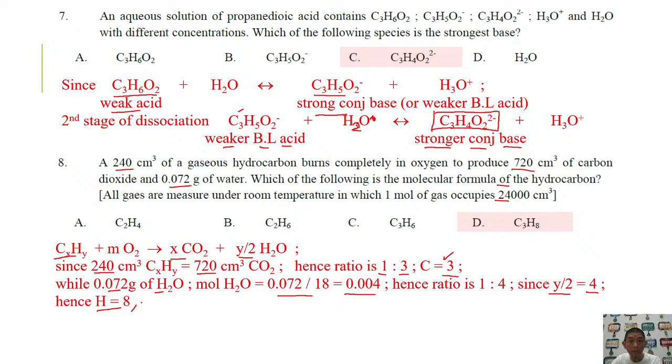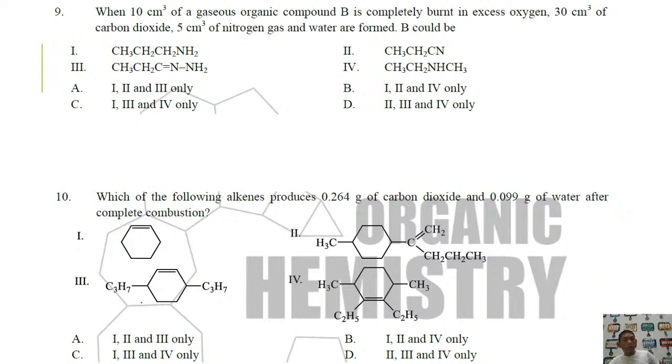Okay, so this is question number 8. So we go to the next one, which is question number 9. When 10 cm³ of gaseous organic compound B is completely burned with excess oxygen, 30 cm³ of carbon dioxide and 5 cm³ of nitrogen gas and water are formed. B could be what? Here, they only give you the volume of the organic compound, the volume of the carbon dioxide, and the volume of the nitrogen gas. So you can deduce the possible structure based on the carbon and nitrogen alone.